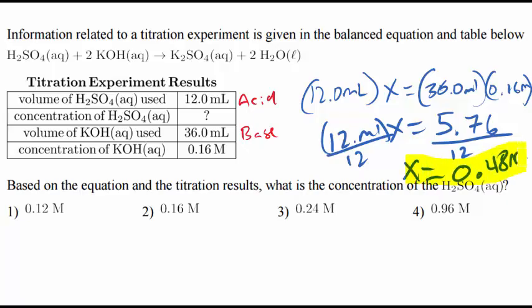Okay, now that was calculated correctly, 0.48 molar, but there's a problem here. Look at your choices. 0.48 molar isn't even given as a choice, and you're lucky it isn't, because the fact that it's not there means that you got to go back and look to see what the problem is, right? Here is the issue.